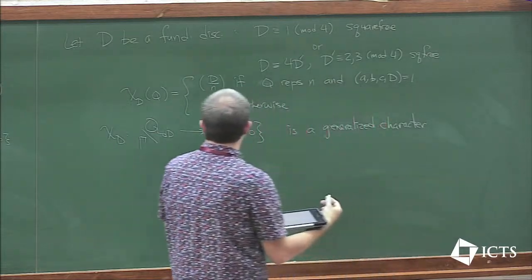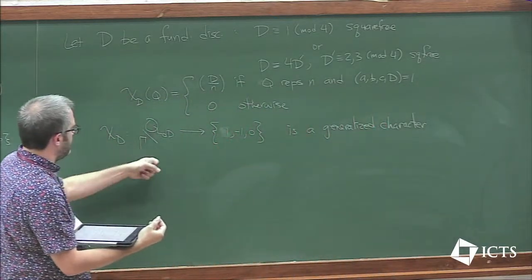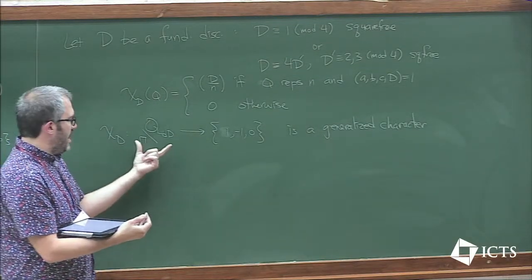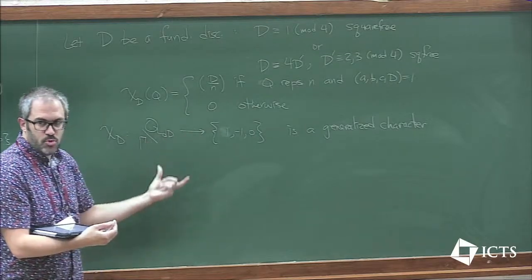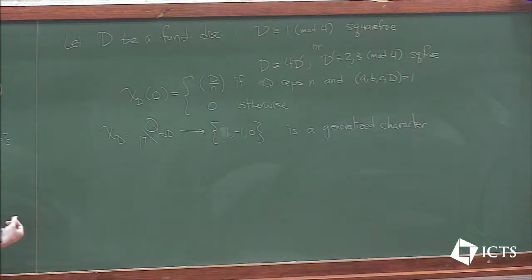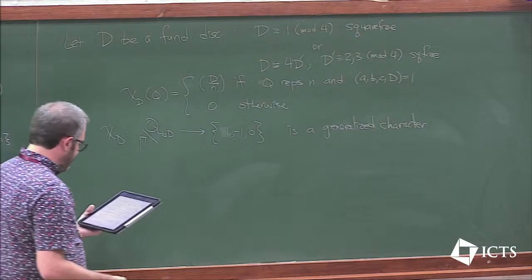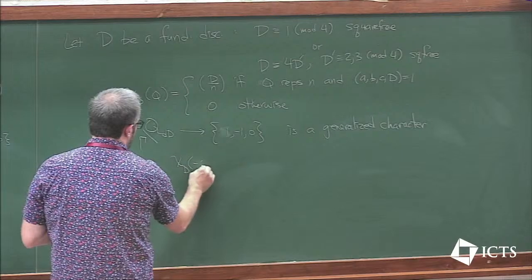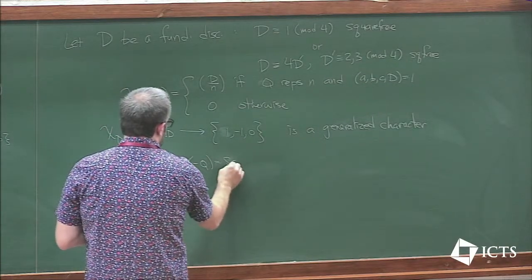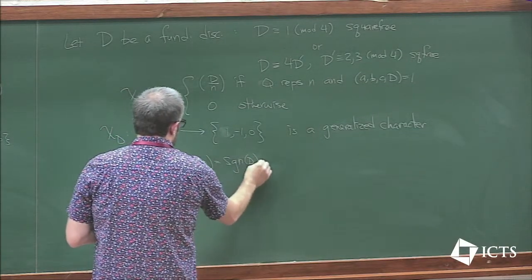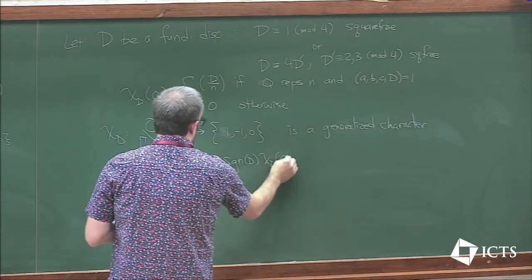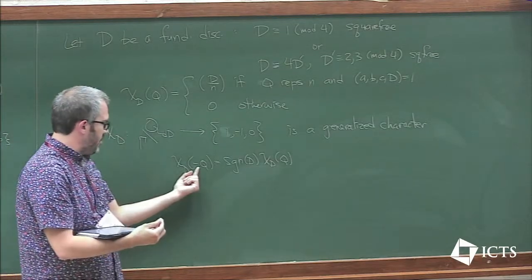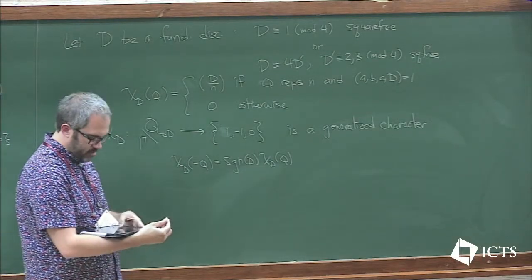And if we restrict to just the primitive classes, meaning those for which the GCD of A, B, and C is 1, then you'll never get 0, and so this is a true character in that restricted case. And this generalized genus character has the property that chi_D of minus Q is the same thing as sign of D times chi_D of Q. When we're talking about negative discriminants, we don't really care about negative Q, but when we're talking about positive discriminants, we will care about that.